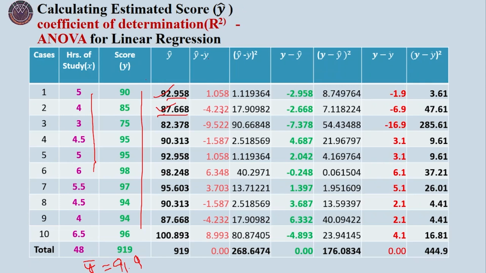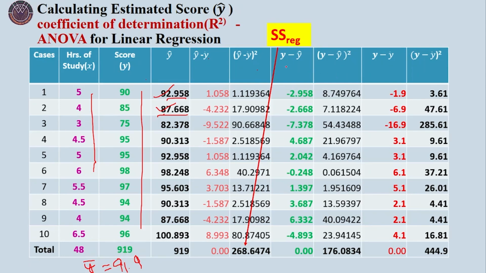For each y cap you can get this value. This is called the extent of regression, and after getting that you can always take the square of it, so that this particular column gives you the sum of squares of regression. And how is this sum of squares of regression obtained? Each predicted value of y is subtracted from the mean. You can see here y cap minus y mean, and then it is squared. So you have got the sum of squares of regression, which is required for doing ANOVA.